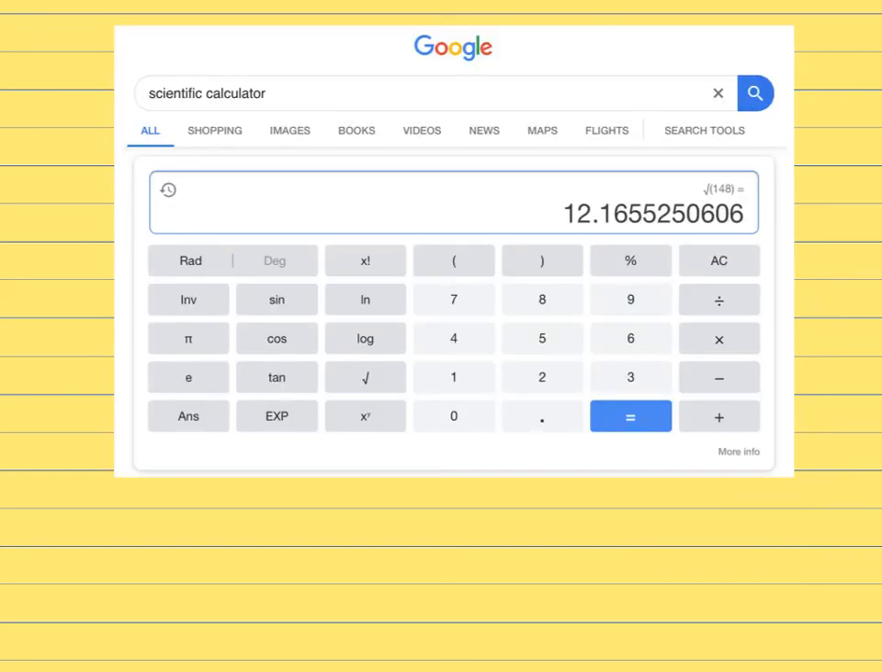If you guys are ever having to work out problems that have a square root and you don't have a scientific calculator at home, you can just go on your internet browser. I used Google and typed in scientific calculator, and this option opened up, and it actually does have the square root button on it. It's right here. So I just typed in an example. The number I typed in was the square root of 148. This is not a perfect square. You can see that it's an ongoing decimal.